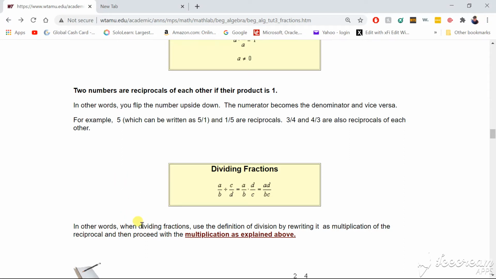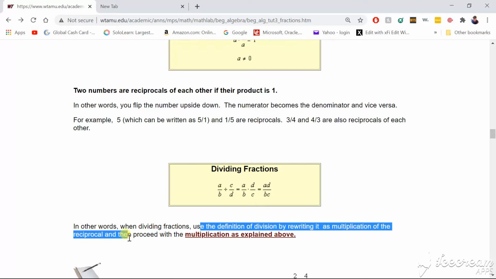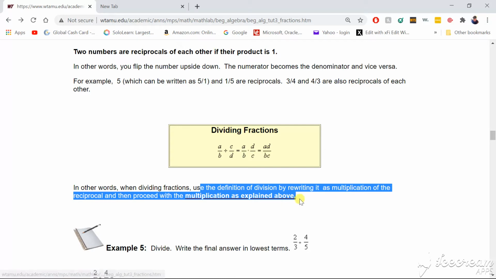Alright, when dividing fractions, use the definition of division by rewriting it as a multiplication of the reciprocal, and then proceed with the multiplication as explained above.